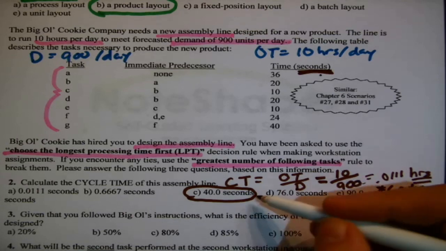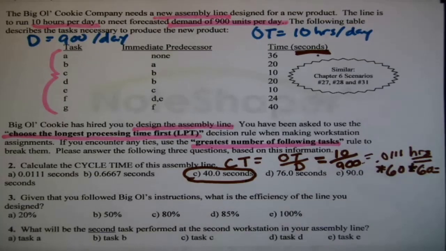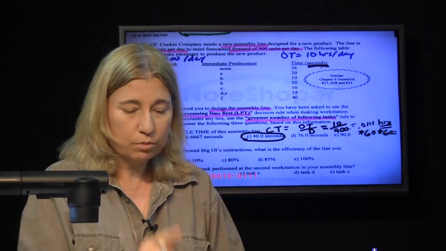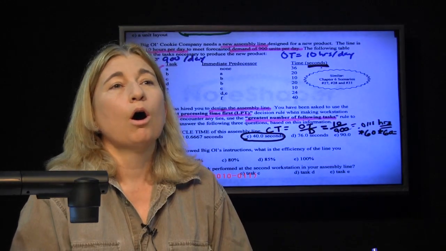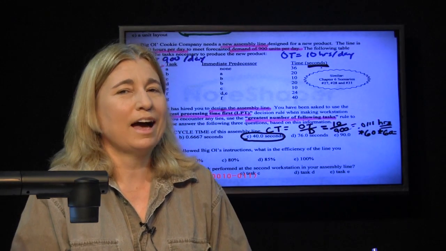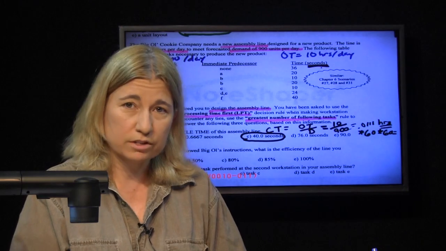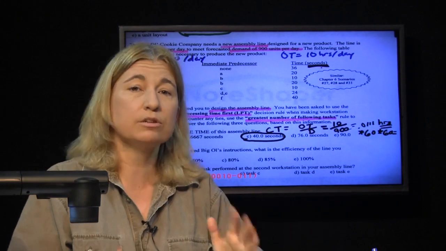Try it. Put 10 divided by 900 in your calculator, you're looking at hours. Say times 60, you're looking at minutes. Say times 60 again, you're looking at seconds. That's where we get answer C. Oh, all right, yes, and we would have needed that anyway, even though it specifies in seconds. We would have needed that anyway to continue with the design.